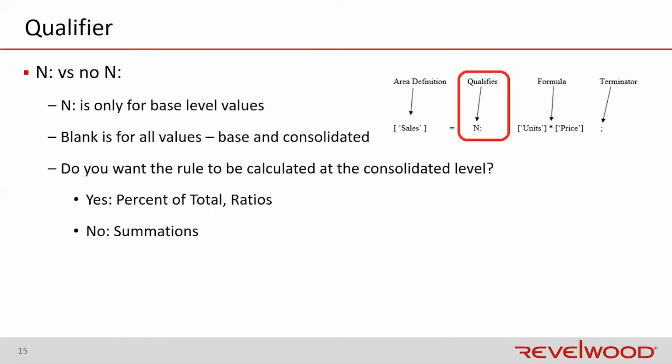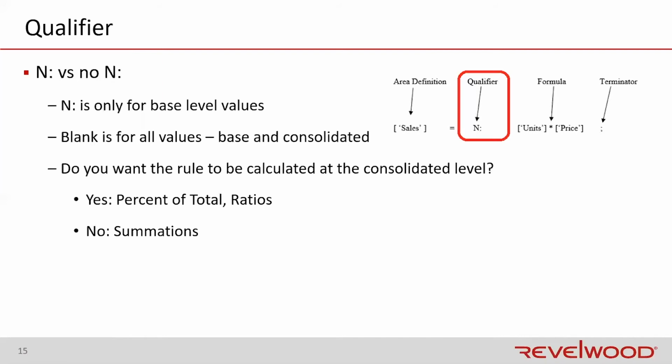Next section, qualifier. Okay. Qualifier is where you define when this rule applies. And there's really three qualifiers, although I could say there's a fourth. Three qualifiers. N colon only happens at the base level. C colon only happens at the consolidated level. S colon, this comes back to what we were talking about before: when you use strings, when you use any form of text, you have to tell it specifically. And those are the three kinds.